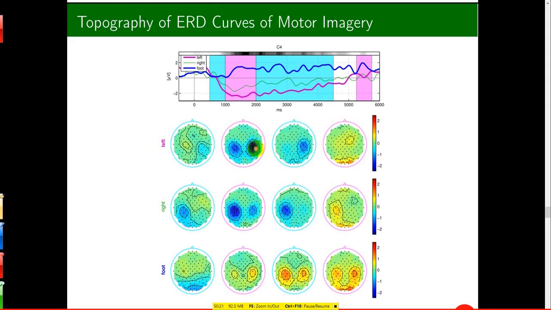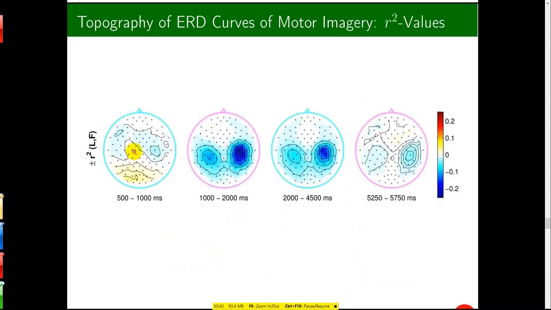Right also. In left, what do you see here? Right hemisphere has very nice modulation. When you think about right, left hemisphere has very nice modulation. Okay? And foot, where foot? It should be somewhere here. However, two hemispheres are modulated as compared to baseline. Okay, 500 milliseconds. This is average. Another one, right, and another one. So for left and foot movement.